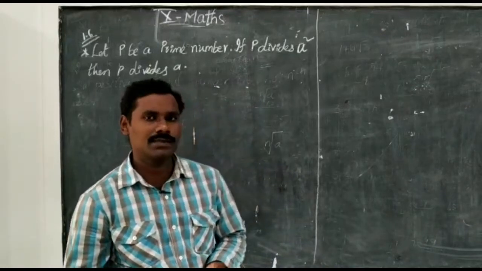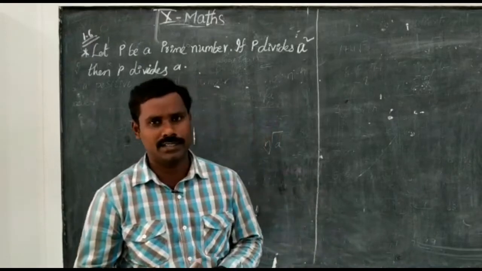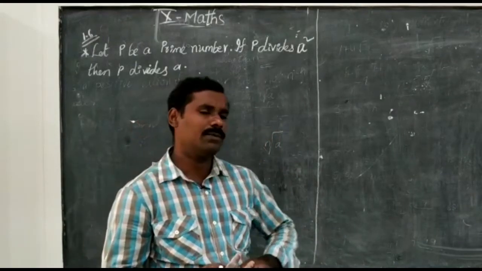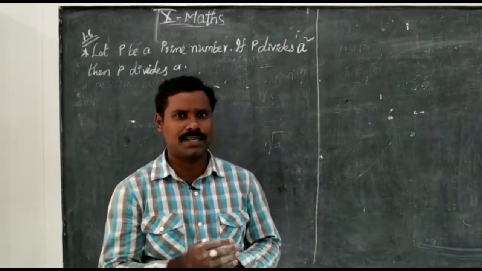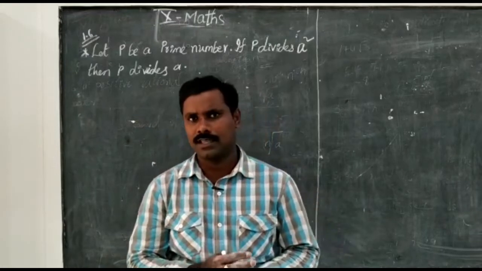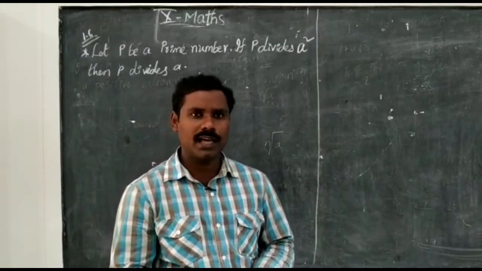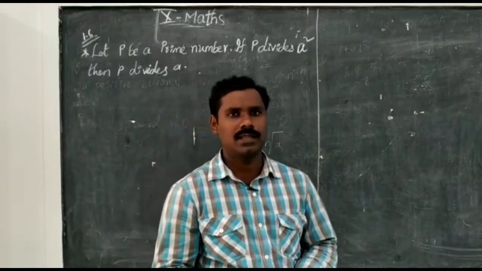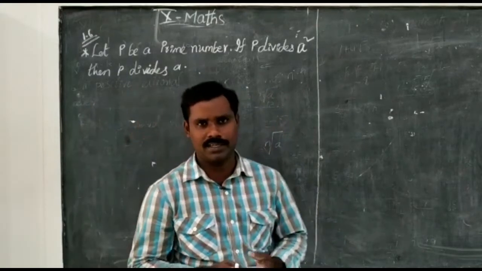And the next concept is the fundamental theorem of arithmetic. What is the fundamental theorem of arithmetic? Every composite number can be expressed as a product of powers of primes. And then we are going to terminating decimals and non-terminating decimals.